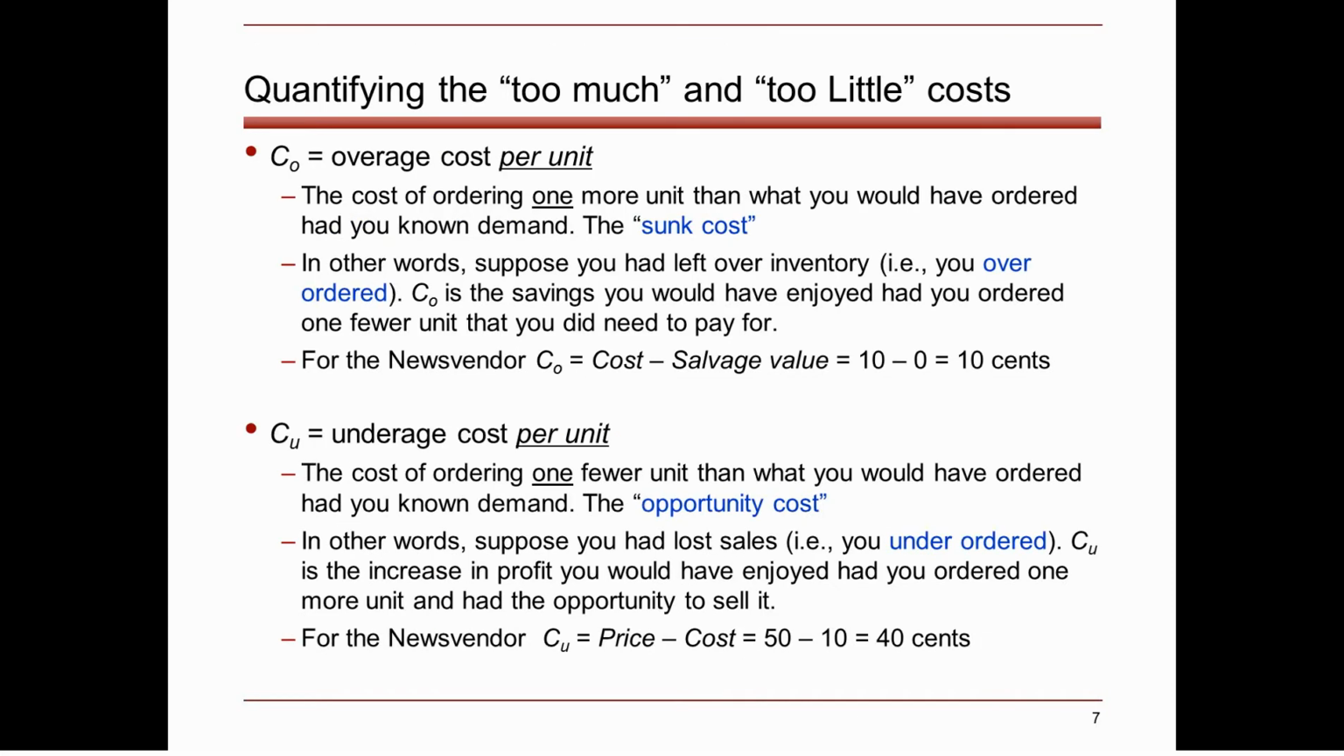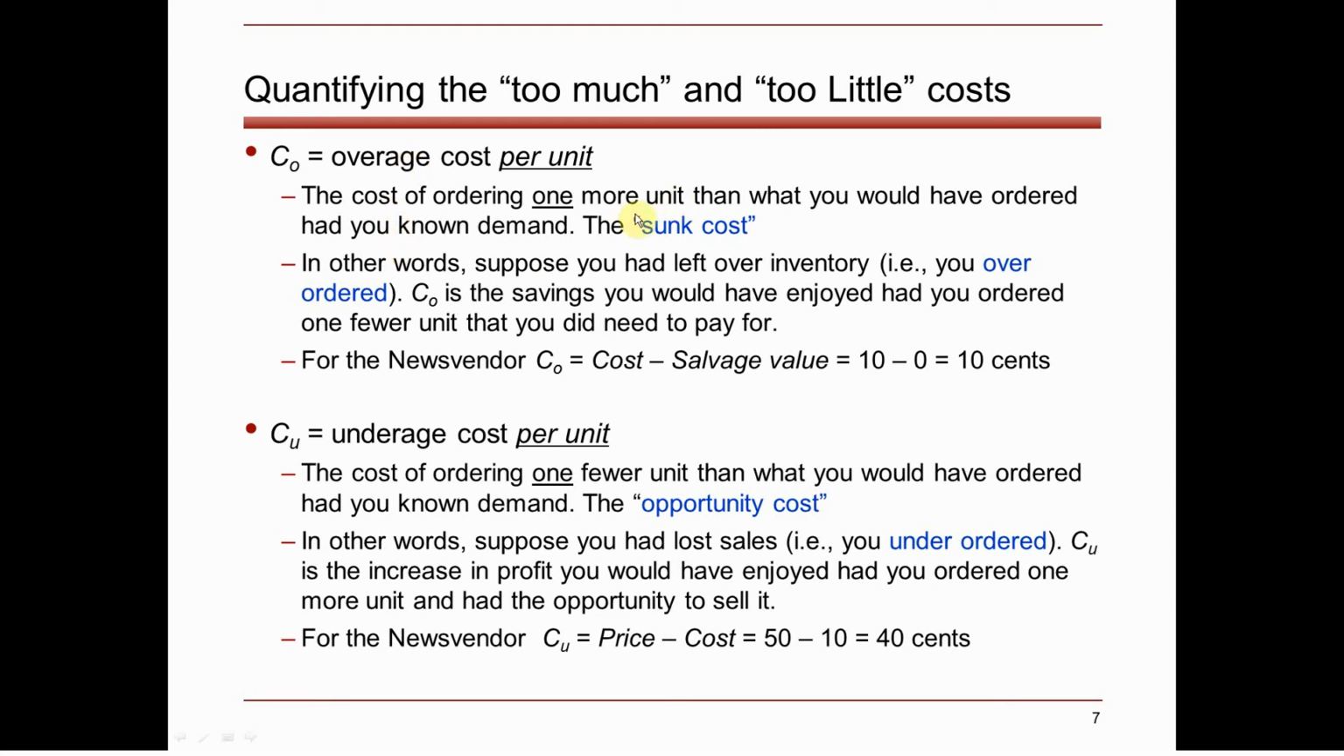Now, let's just say that we do calculate what we expect the too much and too little, or the overage and underage costs, would be. We usually use the symbol CO, little o, to be the overage cost. The overage cost is going to be calculated per unit. So if we're thinking about newspapers, it's going to be the overage cost per newspaper. It's very important that you understand that we're going to look at the per unit cost and not the overage cost over all the newspapers.